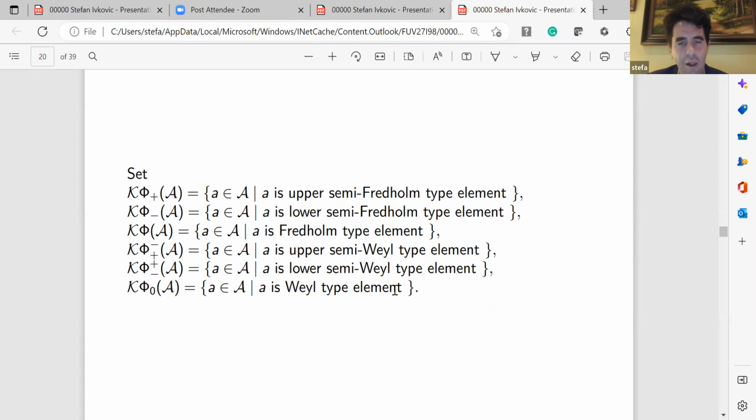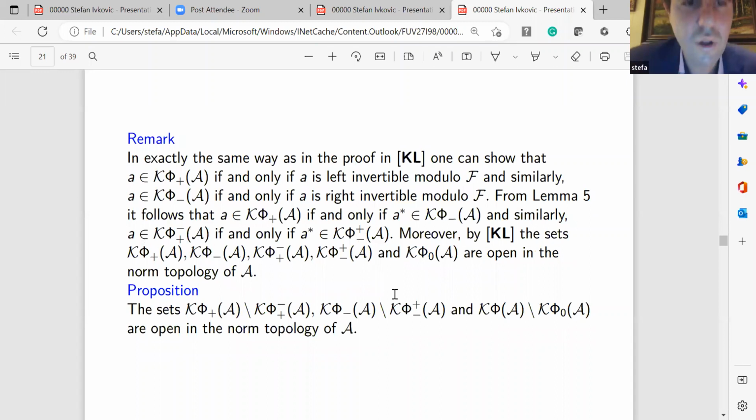And now there is a remark before I move to other results. Actually, in the same way as Keckic and Lazovic obtained the generalization of the Atkinson theorem for Fredholm type elements, one can also show that A is an upper semi-Fredholm type element if and only if A is left invertible modulo this ideal F. And similarly, A is a lower semi-Fredholm type element if and only if A is right invertible modulo this ideal F.